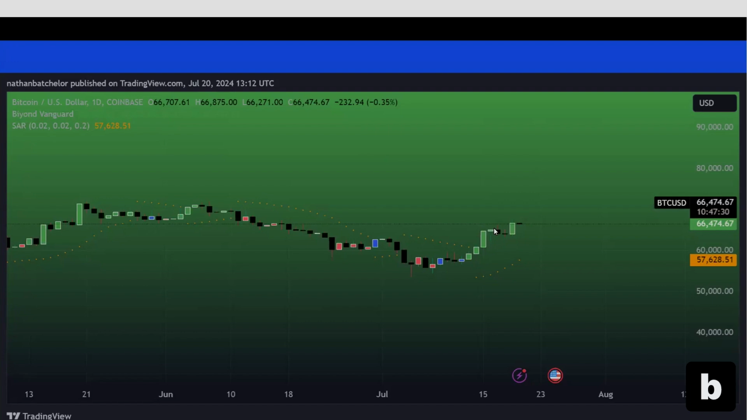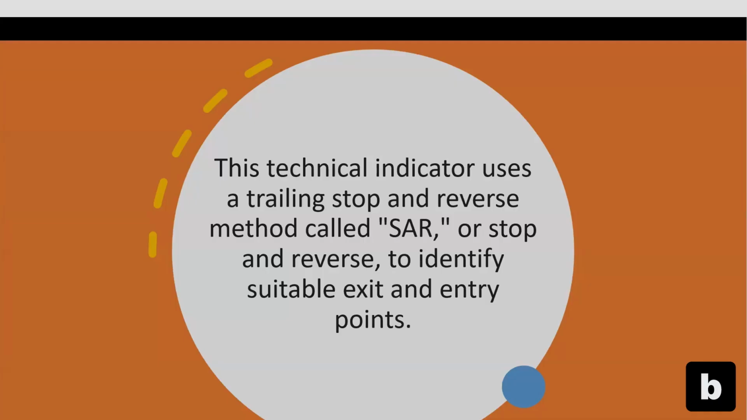So overall, in very layman's terms, this is how you're going to use the parabolic SAR at the moment, and it's kind of alluding to the fact you can see these dots here that the price would have to really slip beneath maybe like 57,600 on the daily time frame to turn bearish. So those are some of the ways we can incorporate it.